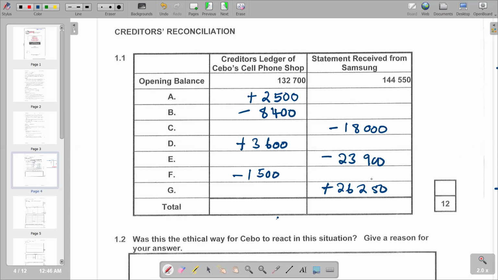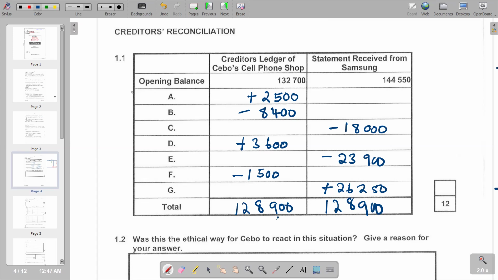From there, we can now calculate the final balances, whereby we can start with the creditors ledger, where we say 132,700 plus 2,500 minus 8,400 plus 3,600 minus 1,500 and obviously 8,900. And we do the same thing in the statement: 2,550 minus 18,250. And the final answer that you get again is 128,900. Remember, we said the two balances will be the same after you've reconciled. So you have made them the same. So that's how we prepare our creditors reconciliation.